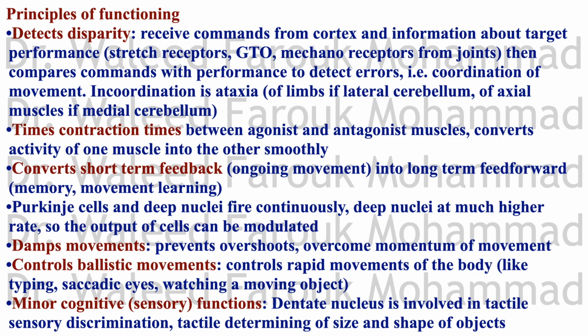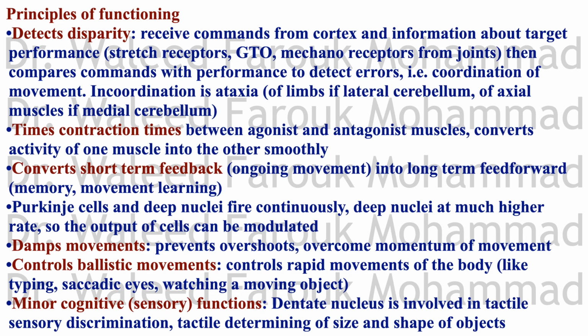Incoordination is called ataxia of the limbs if the lateral cerebellum is involved, and of the axial muscles if the medial cerebellum is involved. It times contraction. It times the contraction of the agonist versus the antagonist, and converts the activity of one muscle into the other smoothly in order to perform complex movements. It also converts short-term feedback into long-term feedforward. Short-term feedback is information from the ongoing movement, and converting it into long-term feedforward means memory and movement learning, like learning to drive a car, for example.